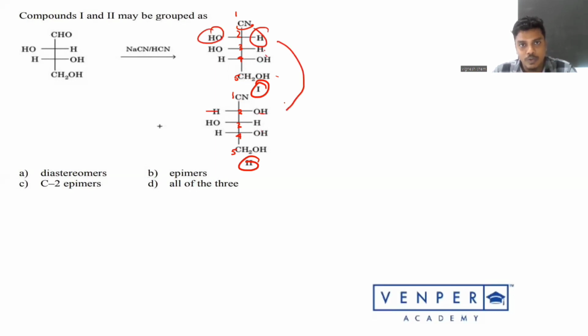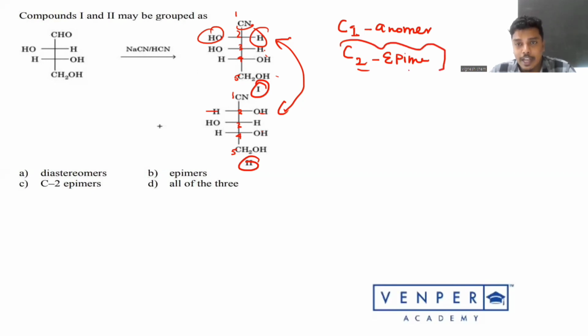Therefore, listen, whenever the stereochemistry in a Fischer projection changes at the first carbon, we call it an anomer. What do we call it? We call it an anomer. And when the stereochemistry changes at the second carbon, we call it an epimer. Not only the second, the second or third, okay. Second is C2 epimer, third is C3 epimer.